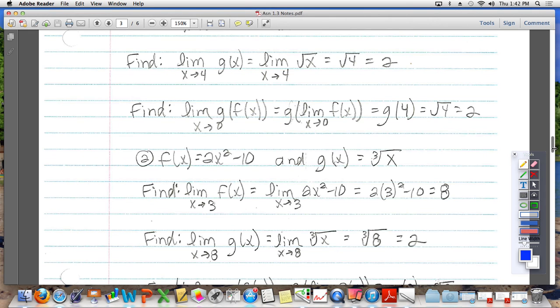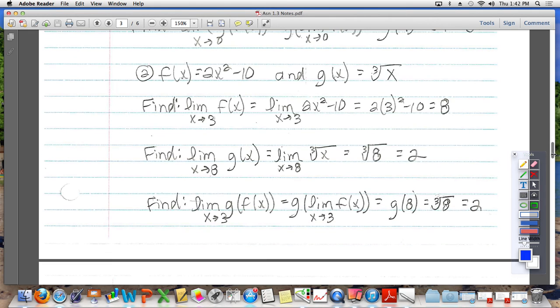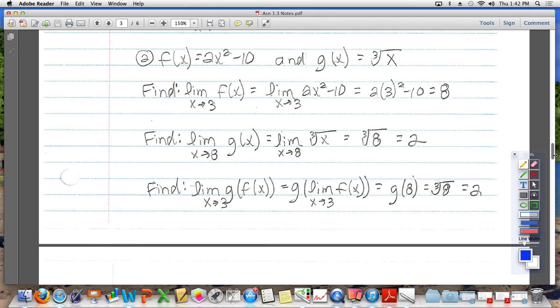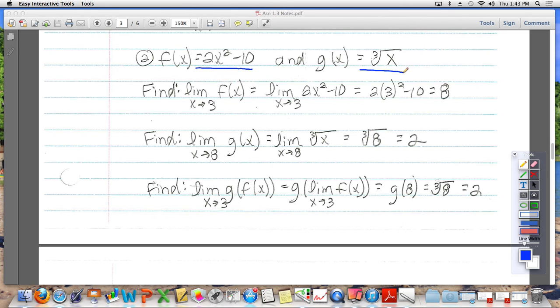One more example. Another example very similar to it, and then I can come in and help you with it visually, okay? All right, so we have another function, f of x is 2x squared minus 10. We have g of x, which is the cubed root of x. And I'm asking you to find the limit of f of x as x approaches 3.